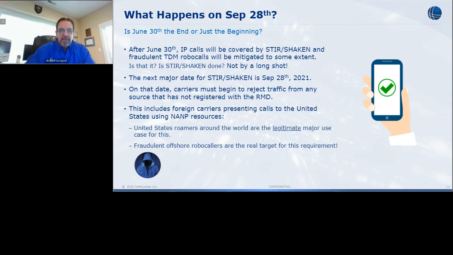All right, what happens next? What's the next big date? I mentioned that September 28th was that next big date. Is June 30th the end, or is it just the beginning? It's very clearly not the end.